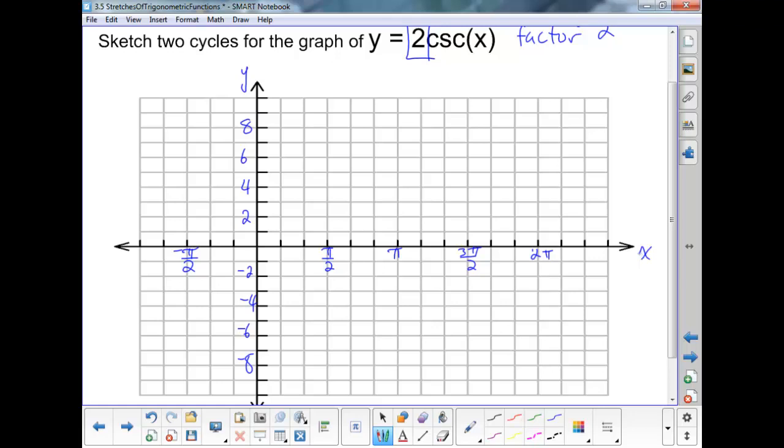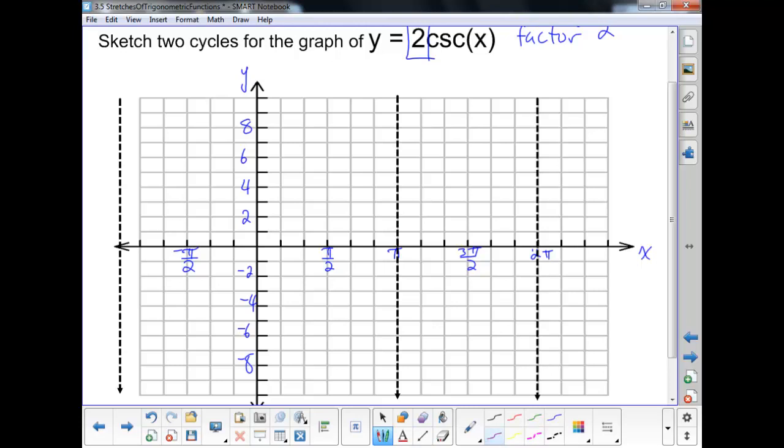So what we're going to do is graph a base function, and then we will stretch that vertically by a factor of 2. One thing to remember about the graph of cosecant x is that it has vertical asymptotes located at regular intervals. At x equals 0, which is the y-axis, there would be one at pi, negative pi, 2 pi, and so on. So to reflect that, I'm going to put in a dotted line at those particular values.